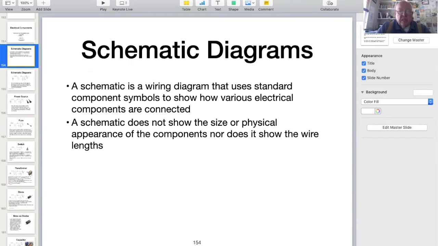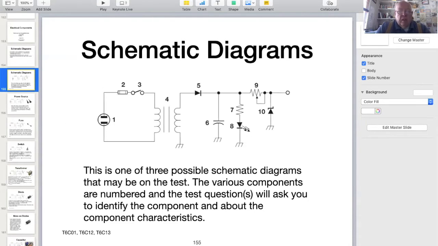In the following slides, I'll give you the name and purpose of the component, including information about that component and pictures of the component. There are a potential of 3 schematic diagrams on the test. The test will show the diagram and ask the name of one of the numbered components. There may be questions also about the component characteristics.